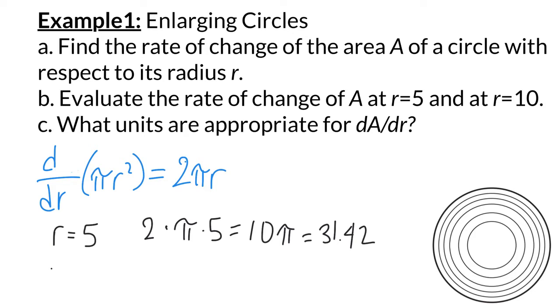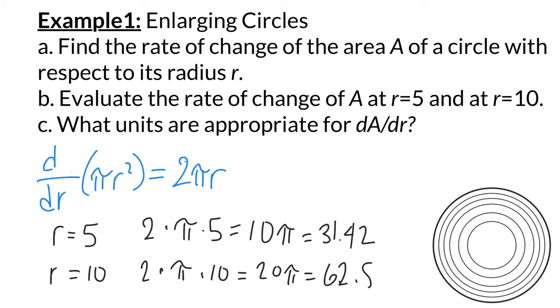And if our radius is 10, we're going to plug that in and we get 2 times pi times 10, which is equal to 20 pi, which is approximately 62.83.